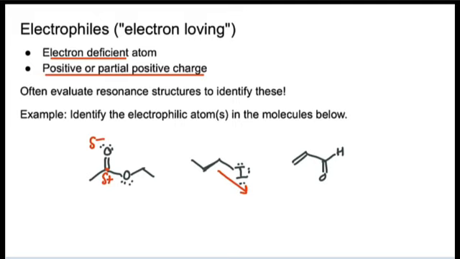Likewise, I see a very polar bond here, and the iodine is pulling on electron density, pulling away from this carbon atom, making that carbon the most electrophilic or electron-loving atom in this molecule.